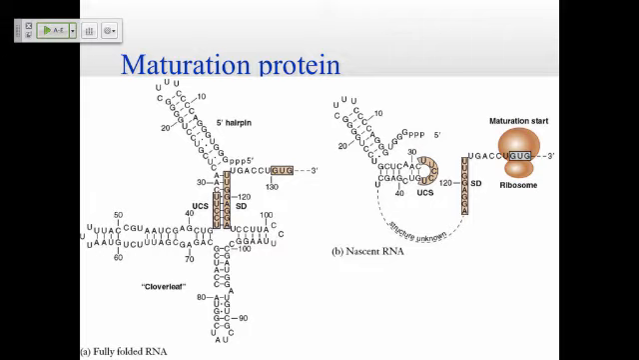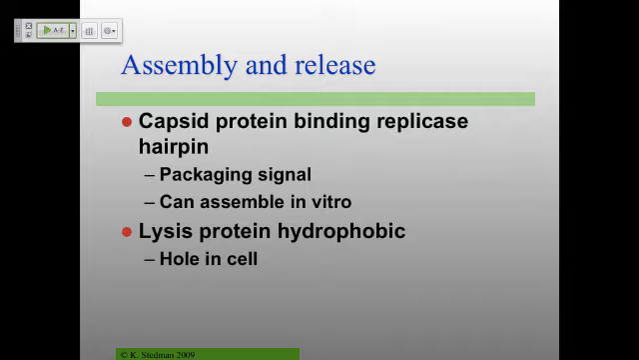Okay, so now we've made all of our proteins. How do we put stuff together and get out? Capsid protein, we already mentioned before. You get enough of it, it binds to that regulatory structure for the replicase protein. Make enough of it, then you start to form your nice T equals 1 particles.